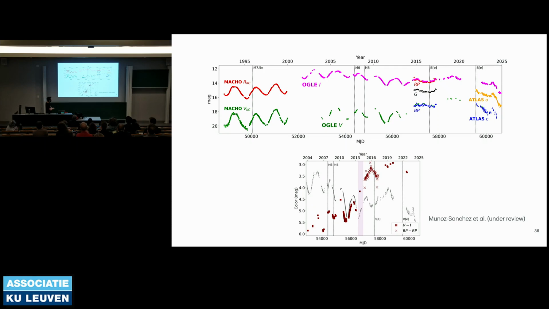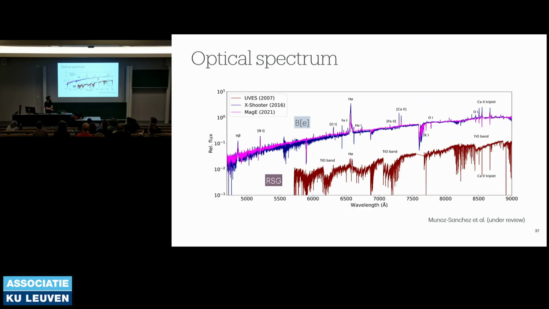So you can see the squares with the V minus I color. It started as a red star at around 5.5, and then it goes, let's say, to 3.5, becoming yellow. And these are the spectra before and after the transition. You can see from 2007, the spectrum resembles a spectrum of a red supergiant with TiO bands. And then we can see two spectra from 2016 and 2021 that show all these emission lines that show a B[e] phenomenon.